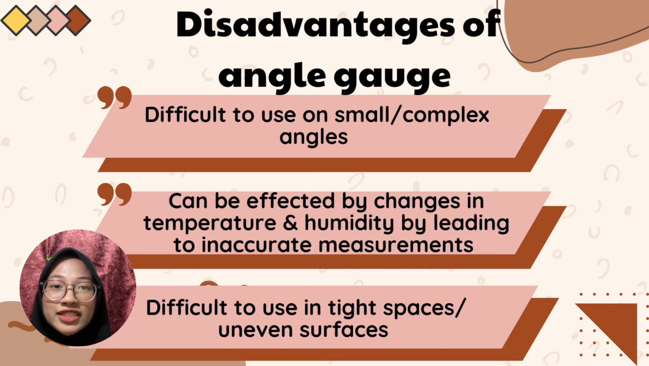Disadvantages of the angle gauge. It can be difficult to use an angle gauge on a small or complex angle. Next, an angle gauge can be affected by changes in temperature and humidity, leading to inaccurate measurement. Next, it is difficult to use an angle gauge in tight spaces or on uneven surfaces.